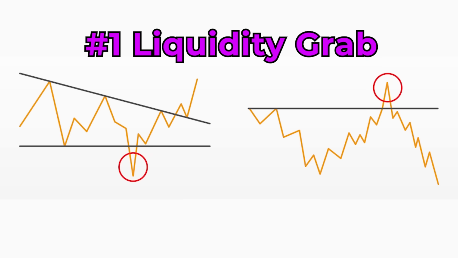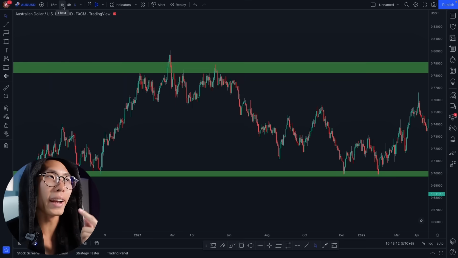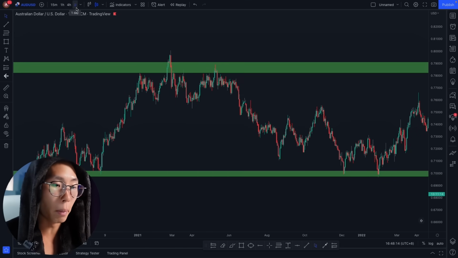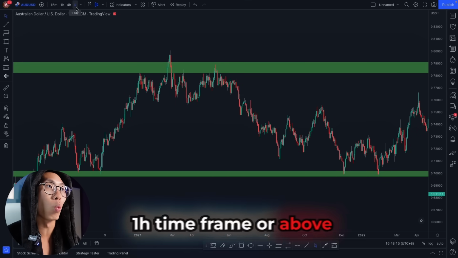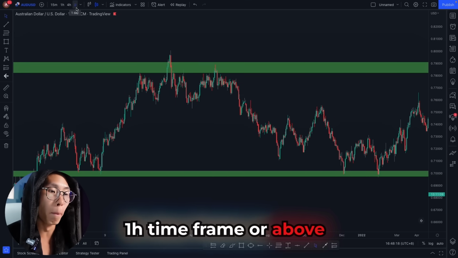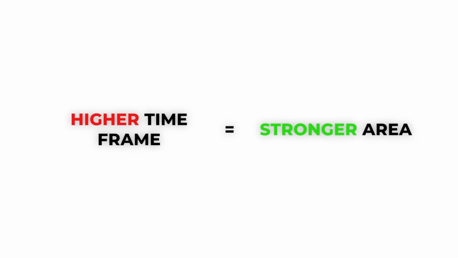Now, what do I mean by strong area of interest? There are two methods that you can use. The first method is what we call the liquidity grab at a supply or demand zone. Firstly, you need to identify a strong supply or demand zone on the higher time frame, like the 1 hour time frame or above. So the higher the time frame, the stronger the area will be. And what you want price to do is your liquidity grab.